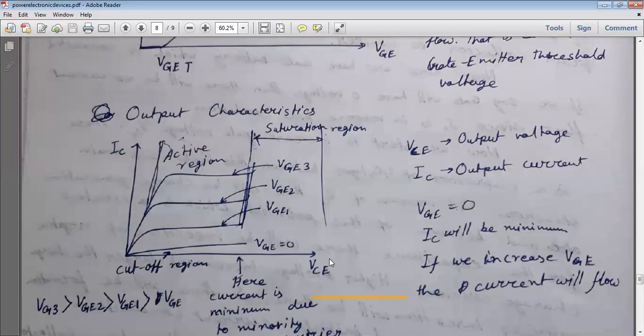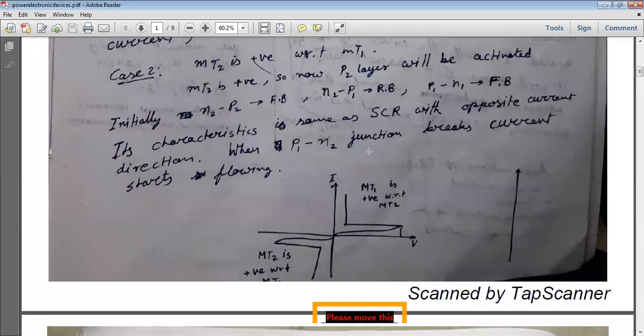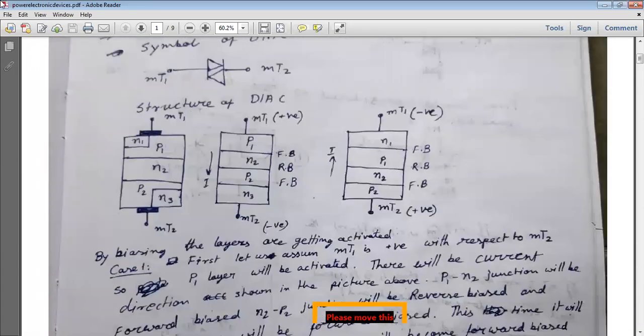So these are actually very simple, but I should discuss the previous one. This is not SCR, this is the curve of diac. You can see in this picture, this is the actual structure of the diac. The N1 layer is inserted into the P1 layer, and here also the N3 layer is inserted into the P2 layer.